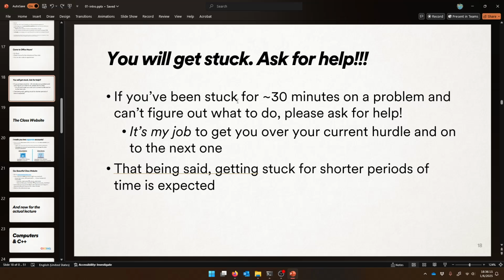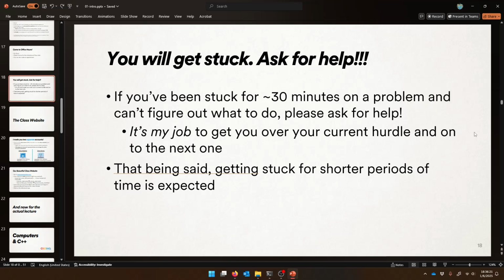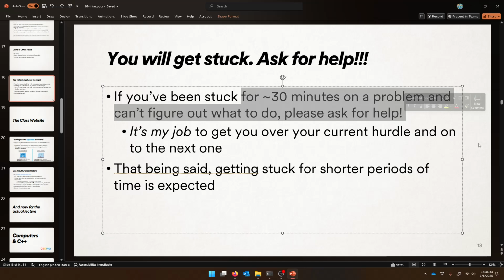So let's set a time period. If you've been stuck for at least 30 minutes on a problem and you're not sure how to make progress from here, please come to office hours. Please ask a question on Discord. Please go to the tutorial center, whatever you need to do to get help and to get you unstuck. I think that's a little too long to be stuck.